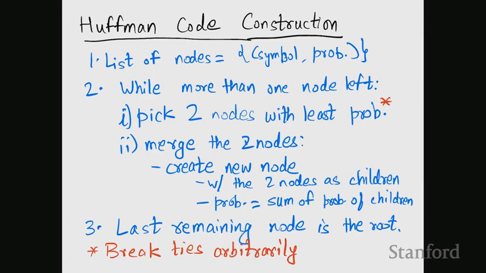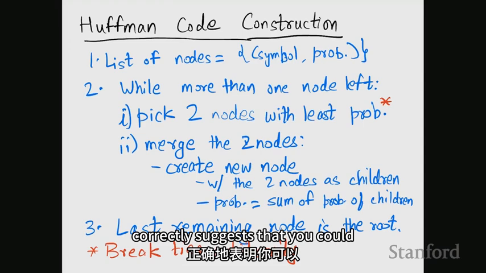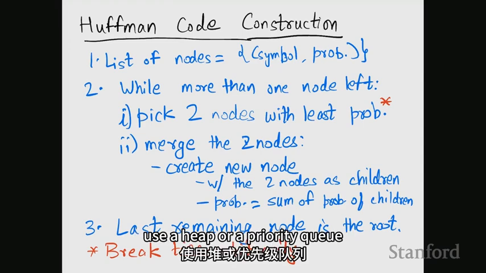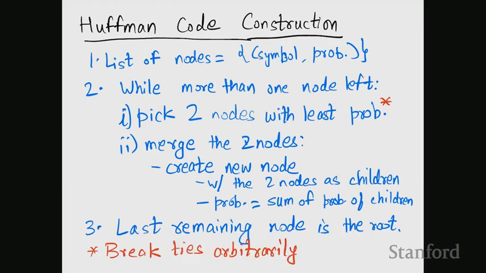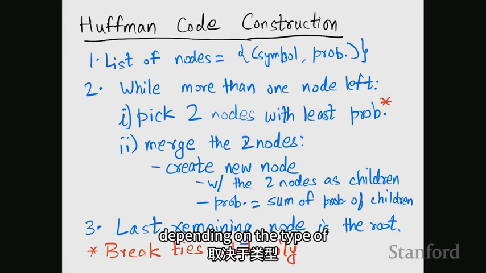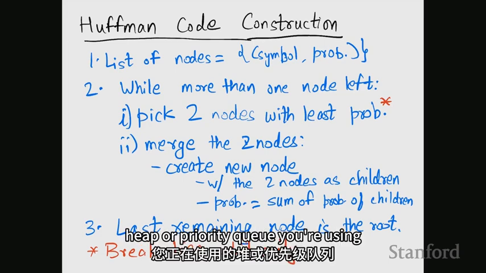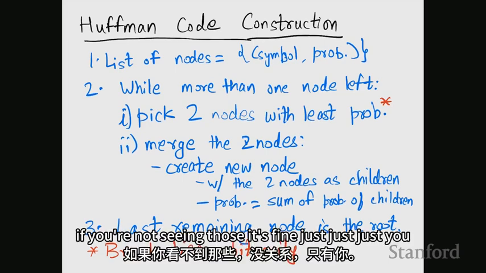Yeah, correctly suggests that you could use a heap or a priority queue, which is a data structure where you can always pull out the lowest thing or the highest thing depending on the type of heap or priority queue you're using. If you're not seeing those, it's fine. You should just be aware.